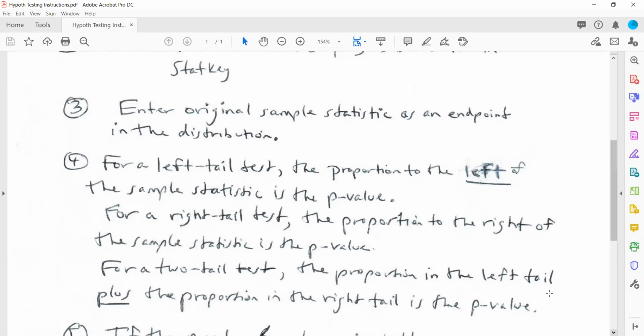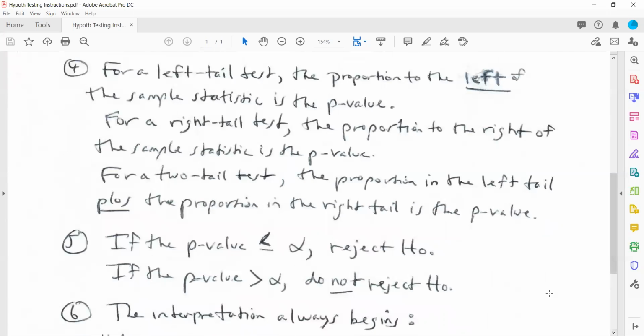For a two-tail test, you're going to plug in your sample statistic again, but this time you have two tails, and you're going to actually add up the proportions or probabilities in the two tails. You're going to add them up, left tail plus the right tail proportions, and that sum will be your p-value.